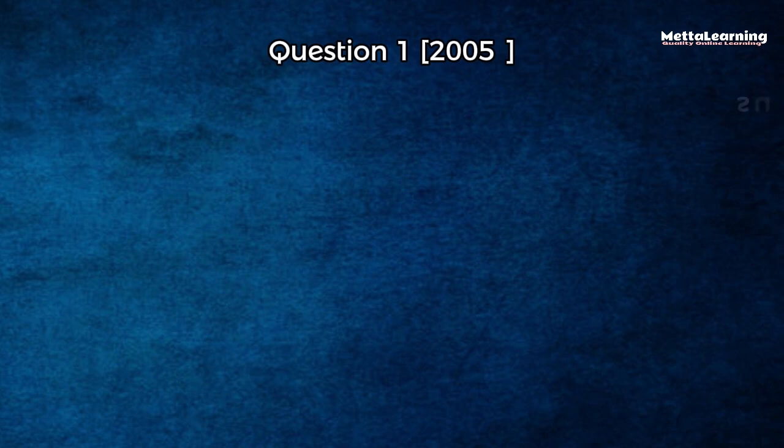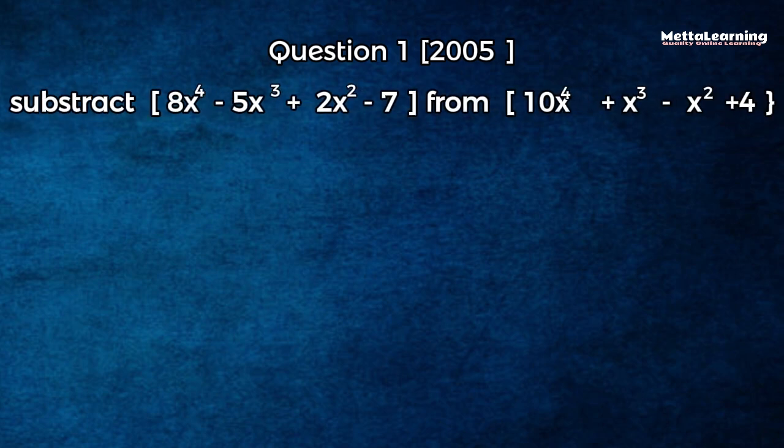It says subtract (x^4 - 5x^3 + 2x^2 - 7) from (10x^4 + x^3 - x^2 + 4). The first thing we have to do is to subtract the first expression from the second.